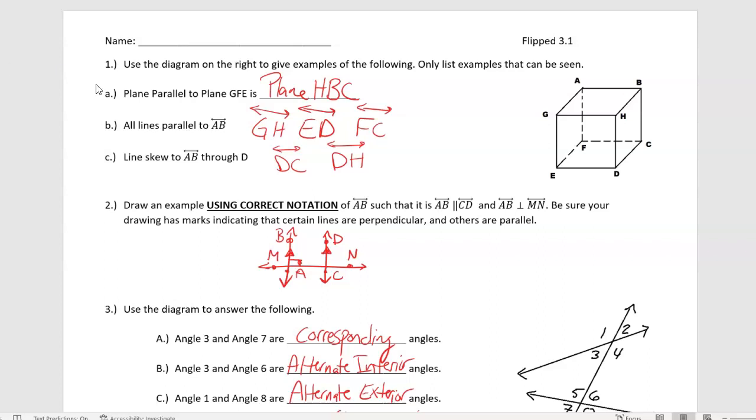So parallel, when we're looking at a plane that is parallel to GFE: if you look at GFE, that's on the left-hand side. So the plane that's going to be parallel to it is going to be the right-hand side. Just pick any 3 points, D, C, B, or H in any order and write the word plane in front of it. Those are going to be parallel because they never intersect.